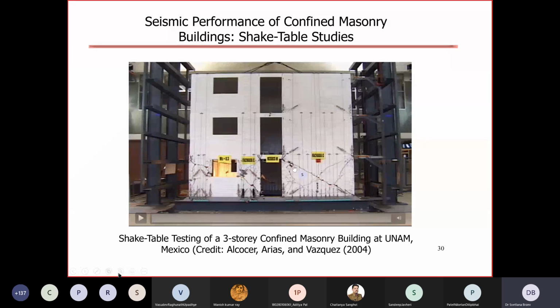This building model was subjected to very strong shaking. And this study was explained in a paper published at the 13th World Conference of Earthquake Engineering. I listed the references at the end of this presentation in case you are interested. And other studies done in Mexico, Slovenia, other countries show similar or the same behavior for multi-story confined masonry buildings.